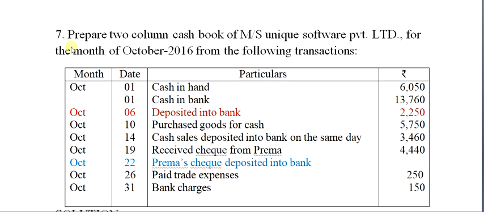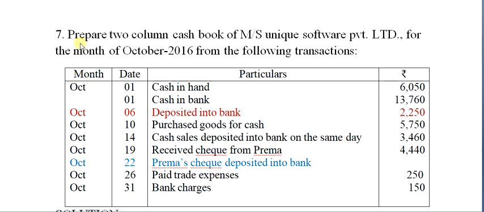Today we are moving on to the 7th problem in the 2-column cash book. Already we have done the 6 problems in the 2-column cash book. My dear friends, the 2-column cash book is a type of cash book where we record 2 amount columns. That is, one is for the cash, the other one is for the bank.